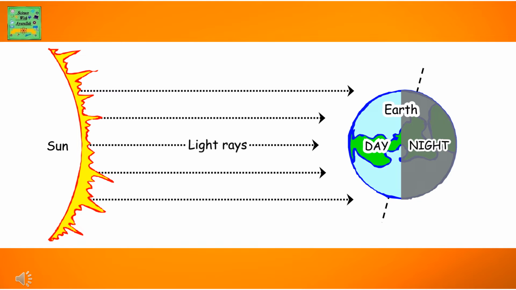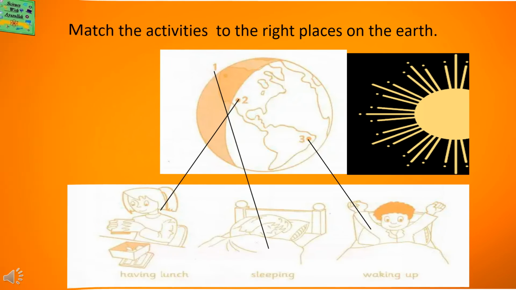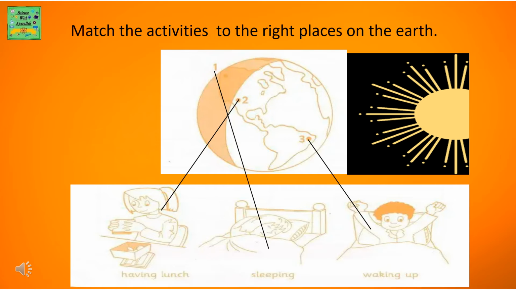Through this picture you can easily see that the sun rays are falling on the earth, and where it is falling it is daytime, and the side where the sun rays are not there it is nighttime. So now you can match the points.